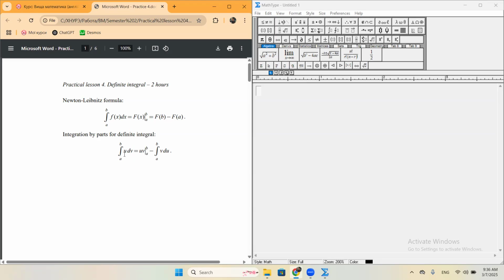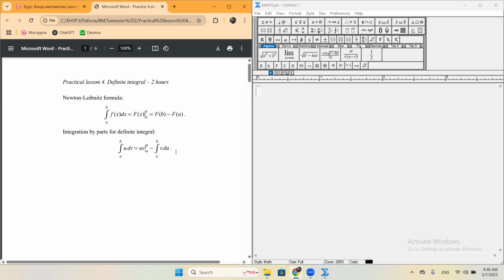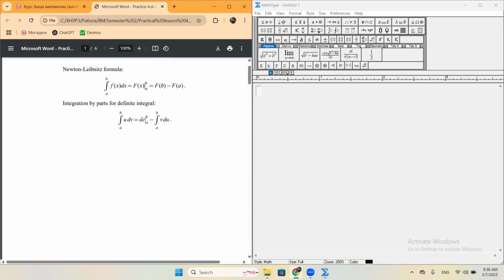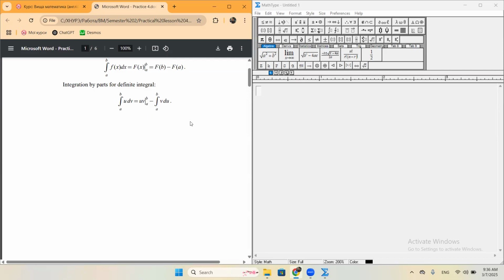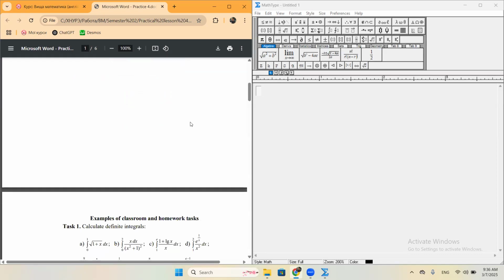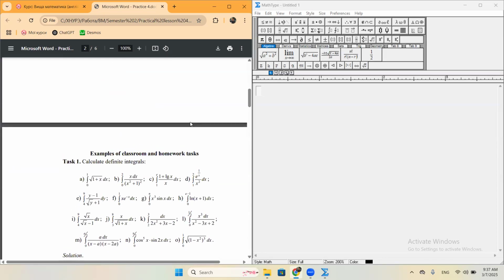And here is the formula of integration by parts for the definite integral. So we use the substitutions for the product of u and v. It is similar to the indefinite integral, but we start using substitutions, so it doesn't make sense to first calculate the antiderivative and then make these substitutions, so it is a little bit simplified. And now let's start calculating integrals.